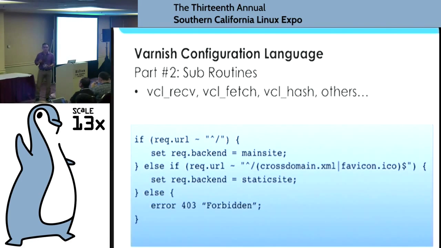So headers, whether or not, for example, here we've got a request URL, and if it says /, go to the backend that is called main site. So we say for things that are /, go to main site. Else if they're going to a cross domain or the favicon image, go to a different backend that is serving really just flat files, right? Which could be different from your dynamic site. Otherwise, issue a 403. Right?